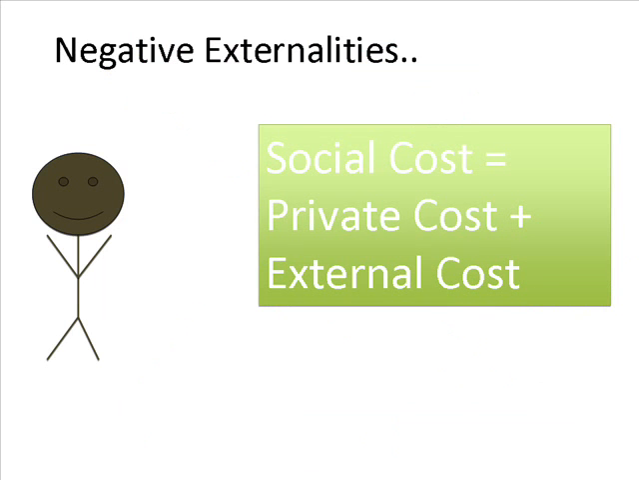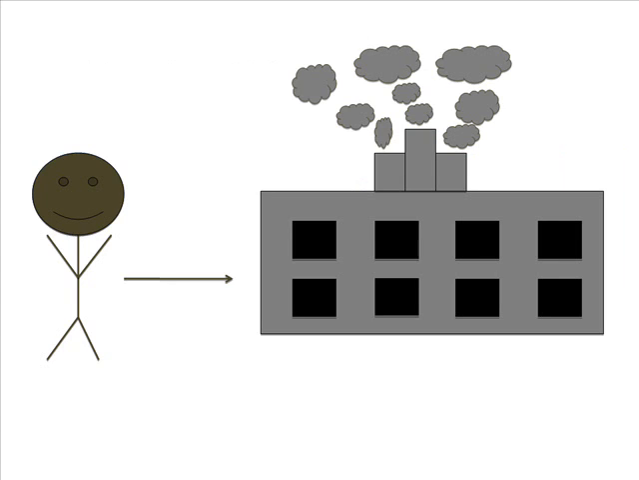Now on to negative externalities, which occur when choices that are made negatively affect others as well as yourself. Here, social cost equals private cost plus external cost.